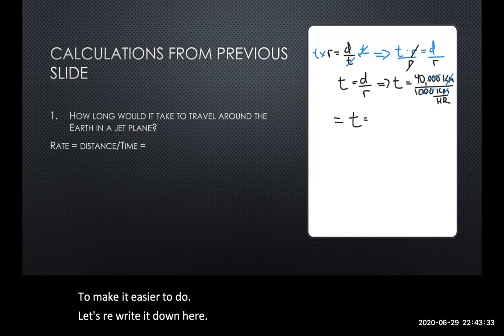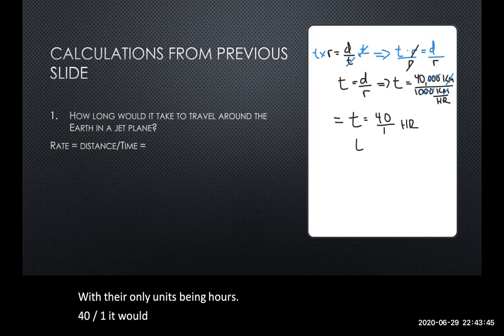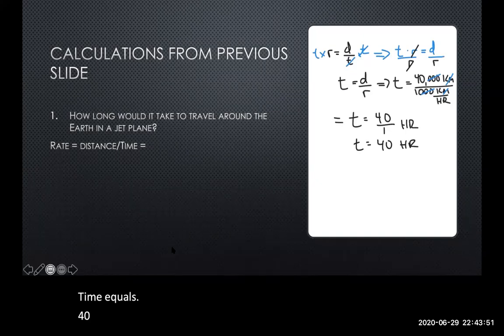Time equals 40 over 1, with our only units being hours. And of course, 40 divided by 1 would be 40. So time equals 40 hours, which agrees with what is given to us in the illustration.